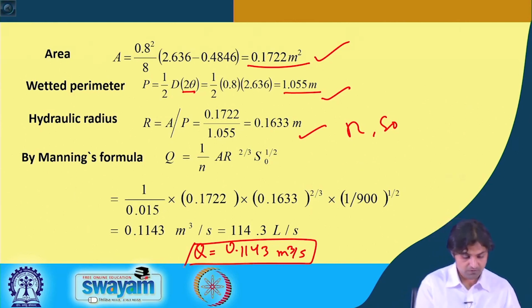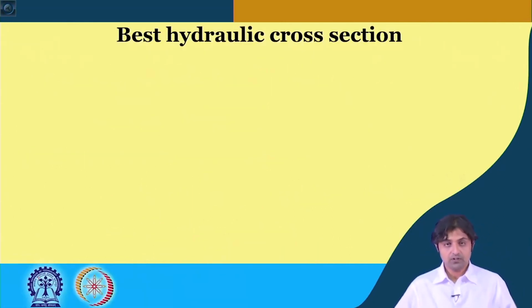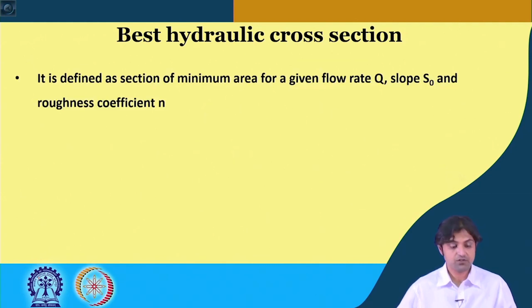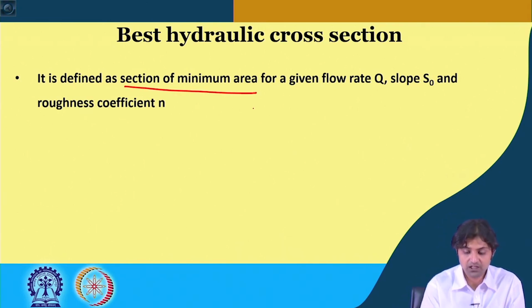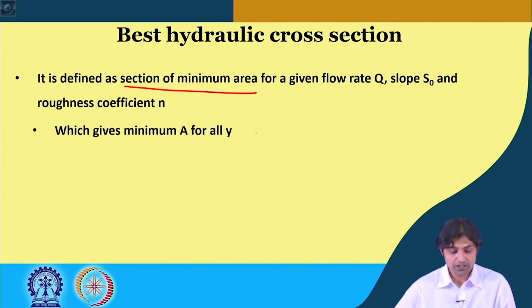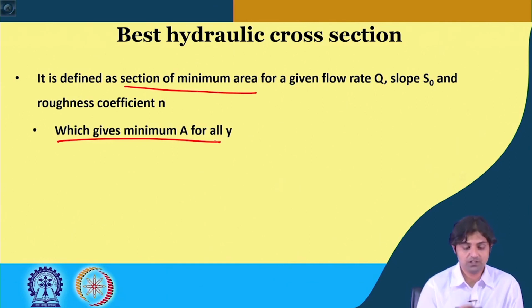So, we proceed to our next part. There is something called the best hydraulic cross section. What is the best hydraulic cross section? It is defined as the section of minimum area for a given flow rate Q, slope S naught and roughness coefficient n. That is, it gives minimum area A for any depth y. So, this is the definition of the best hydraulic cross section.